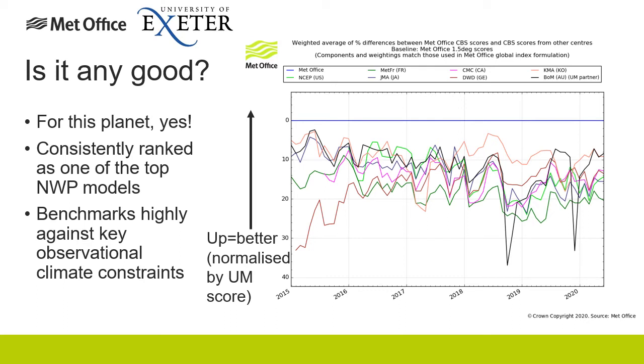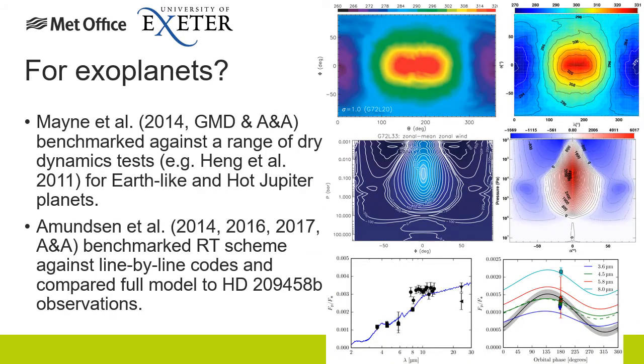We also benchmarked very highly against key observational climate constraints from the climate model perspective as well. But that doesn't really mean anything for exoplanets. Nathan did a paper, probably the first paper using the UM for exoplanets, where he benchmarked it against a range of dry dynamics tests from the Heng et al. paper, for both Earth-like setups at the top here and hot Jupiters in the middle. And I think they showed quite good comparison, actually.